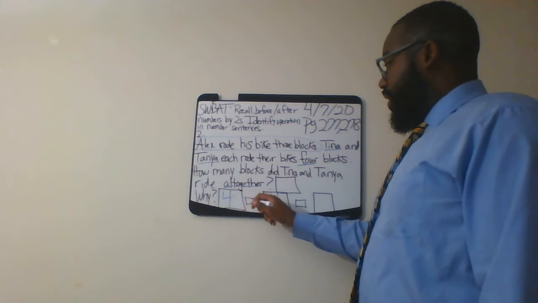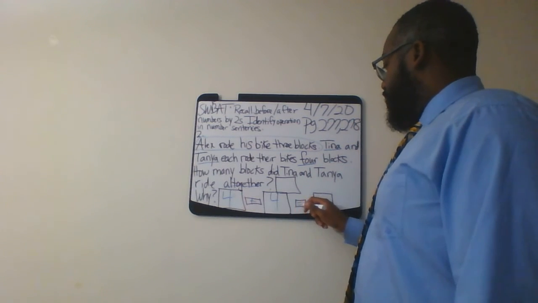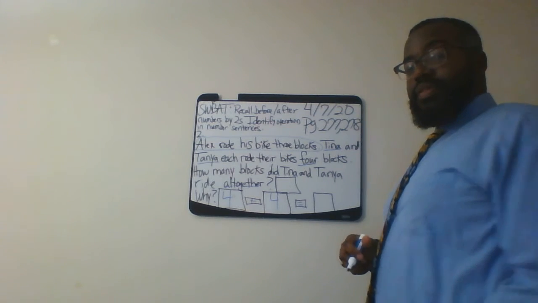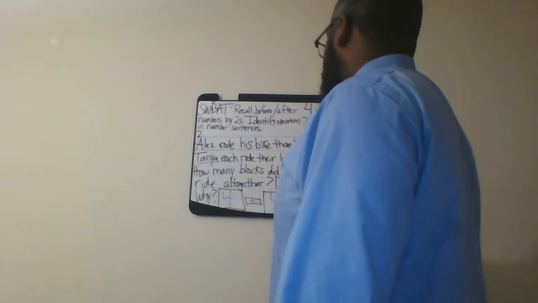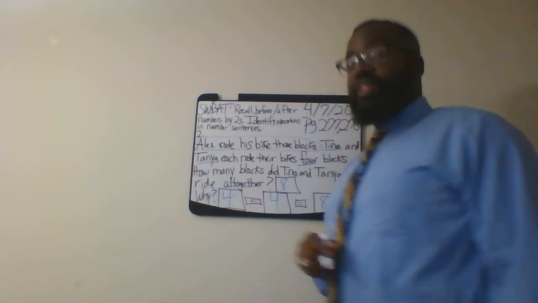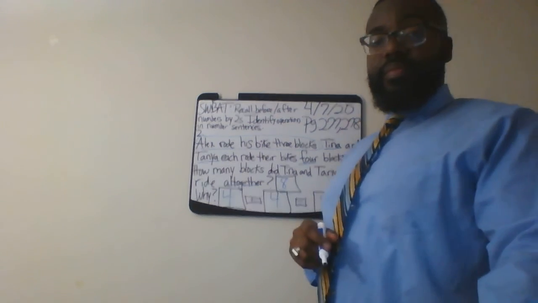Okay, so the adding here and the equal sign there. So what is 4 plus 4? That is 8. So together they rode the bikes 8 blocks all together. That's how you solve that problem.